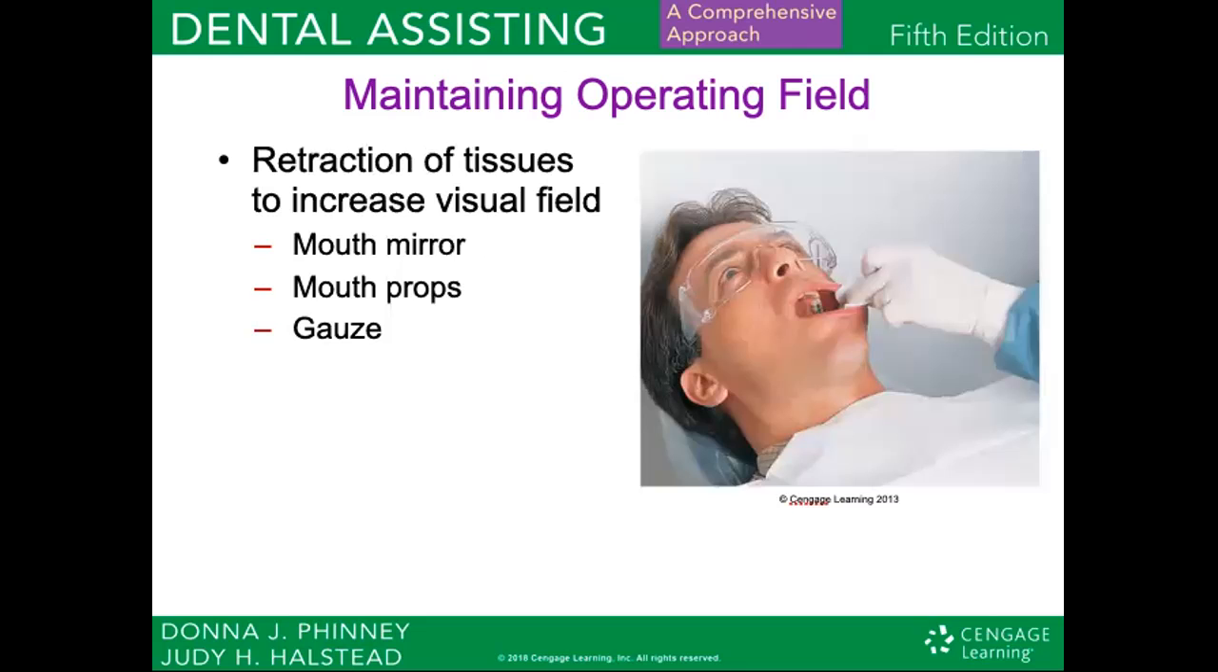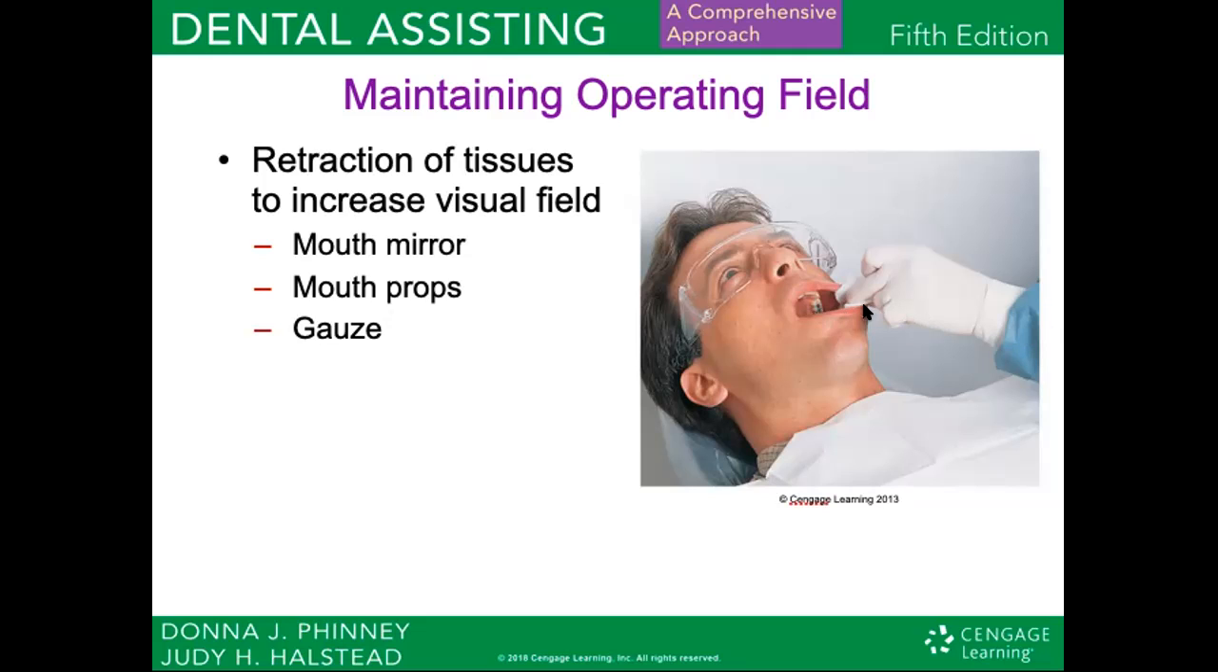There are several types of retractors that are used. And retracting the tissues is another function to increase the visual field when maintaining the operating field. So one of the options to retract includes a mouth mirror or a rubber dam, or evacuator tip can be used, or a cotton roll or cotton gauze to retract tissues such as the tongue, cheek, or lip. So here in this picture, you can see someone retracting the lip with their finger, but they're holding the lip with a piece of gauze.